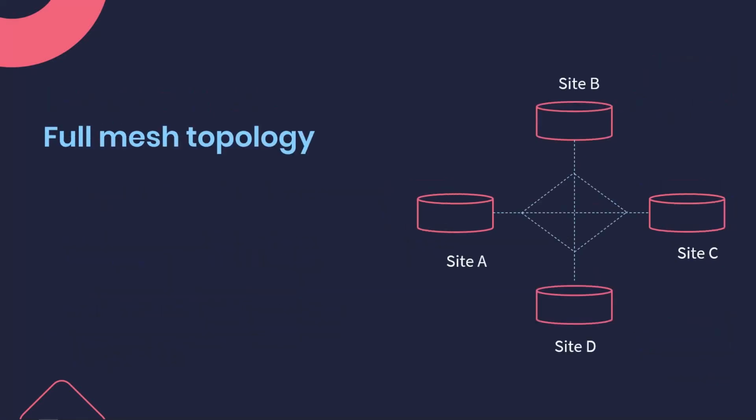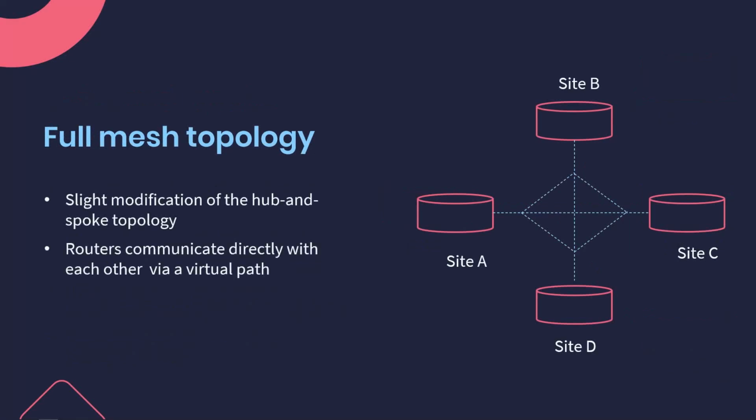The full mesh is a slight modification of the hub and spoke topology. In this case, all the routers communicate directly with each other with the use of a virtual path, but often require a lot of configuration and maintenance.